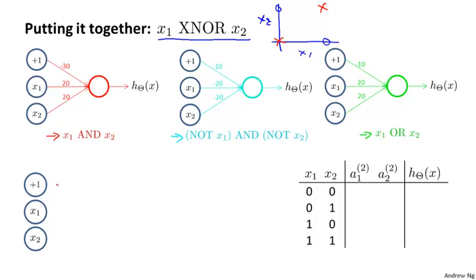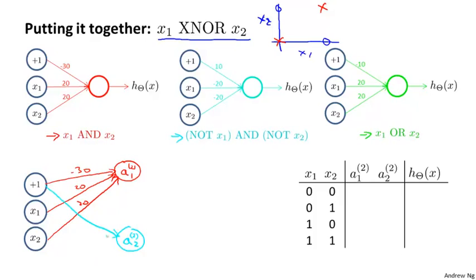Let's draw the network. I'm going to take my input plus 1, x1, x2, and create my first hidden unit here. I'm going to call this a2(1) because that's my first hidden unit. And I'm going to copy the weights over from the red network, the x1 and x2 network. So I have minus 30, 20, 20. Next, let me create a second hidden unit, which I'm going to call a2(2). That is the second hidden unit of layer 2. And I'm going to copy over the cyan network in the middle. So I have the weights 10, minus 20, minus 20.